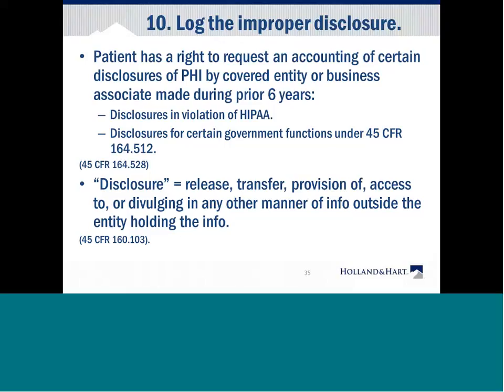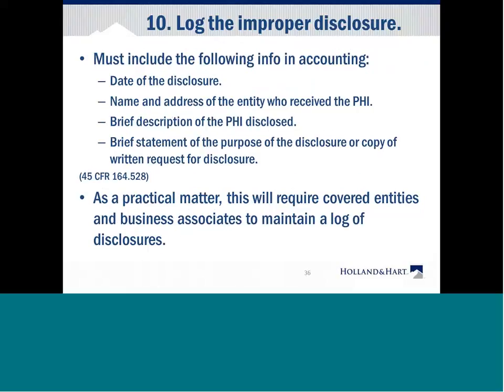Now, the disclosures you have to account for on that log are the release, transfer, provision of, access to, or divulging in any other manner of information outside the entity holding the information. So you don't have to account for improper uses within your organization, but you have to account for those disclosures outside your organization. That accounting that you have to log has to include the date of the disclosure, the name and address of the entity who received the information, a brief description of the information disclosed, a brief statement of the purpose of the disclosure, or a copy of the written request for the disclosure.